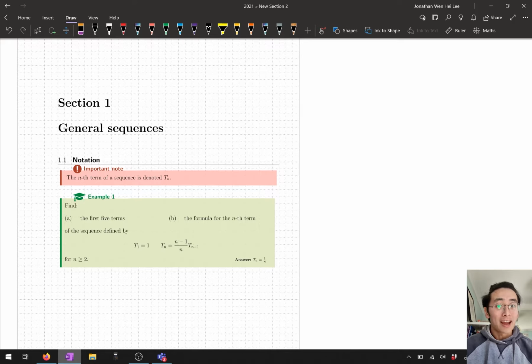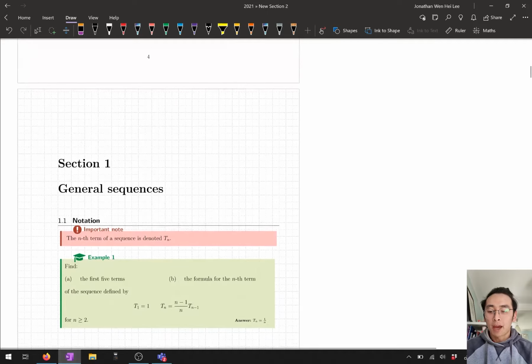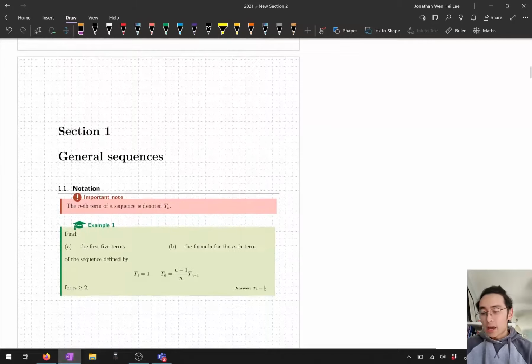In this video we're starting our next topic of sequences and series. So in this first part of this topic we're going to be dealing with a thing called sequences. And so this is on page 5 of the booklet. And so we're going to be talking about sequences.